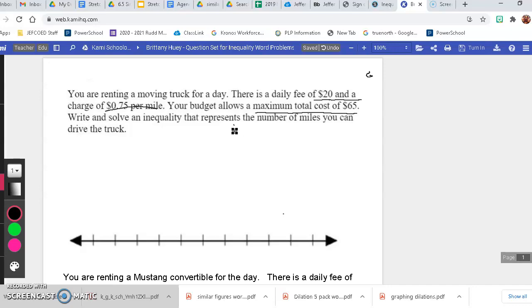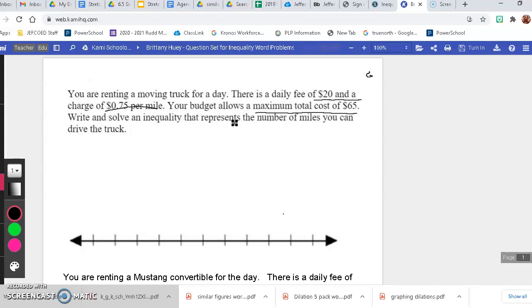So notice as I was reading, I underlined things that I thought might be important. So really when you're looking at word problems, you might want to underline or highlight, if you can, things that you say, I think that could be important in my problem.